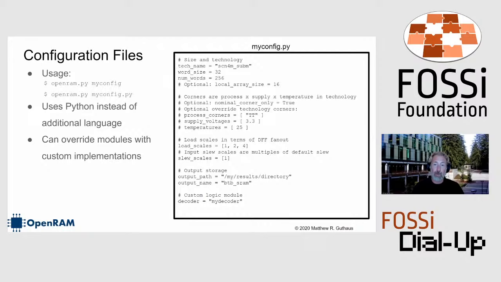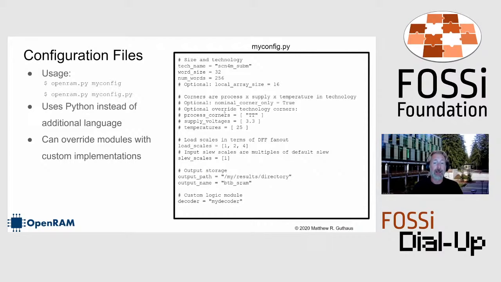If you look in here, a typical configuration will have the few parameters at the top here, like the technology name, the number of words. So a data item is called a word, like in most microarchitectures, the number of words. You can specify some other parameters like the local array size. I'll talk about those. Number of banks, number of column muxes, and so on. But that's the basics you need for a memory.